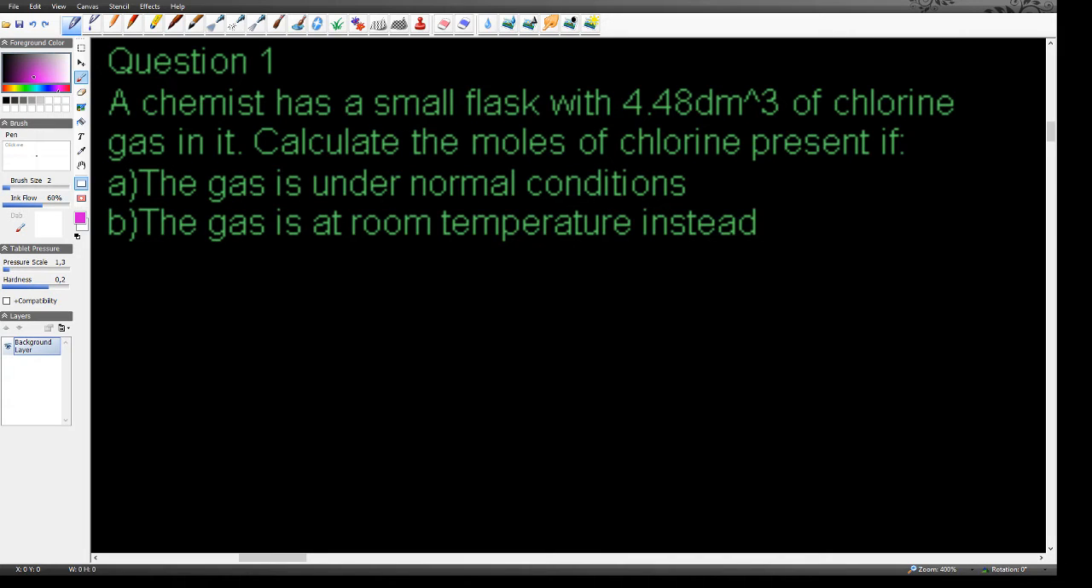Hi, my name's Greg. As I said last time, I'm going to try and show to you some examples of molar volume in terms of calculations. So let's start. Question 1.